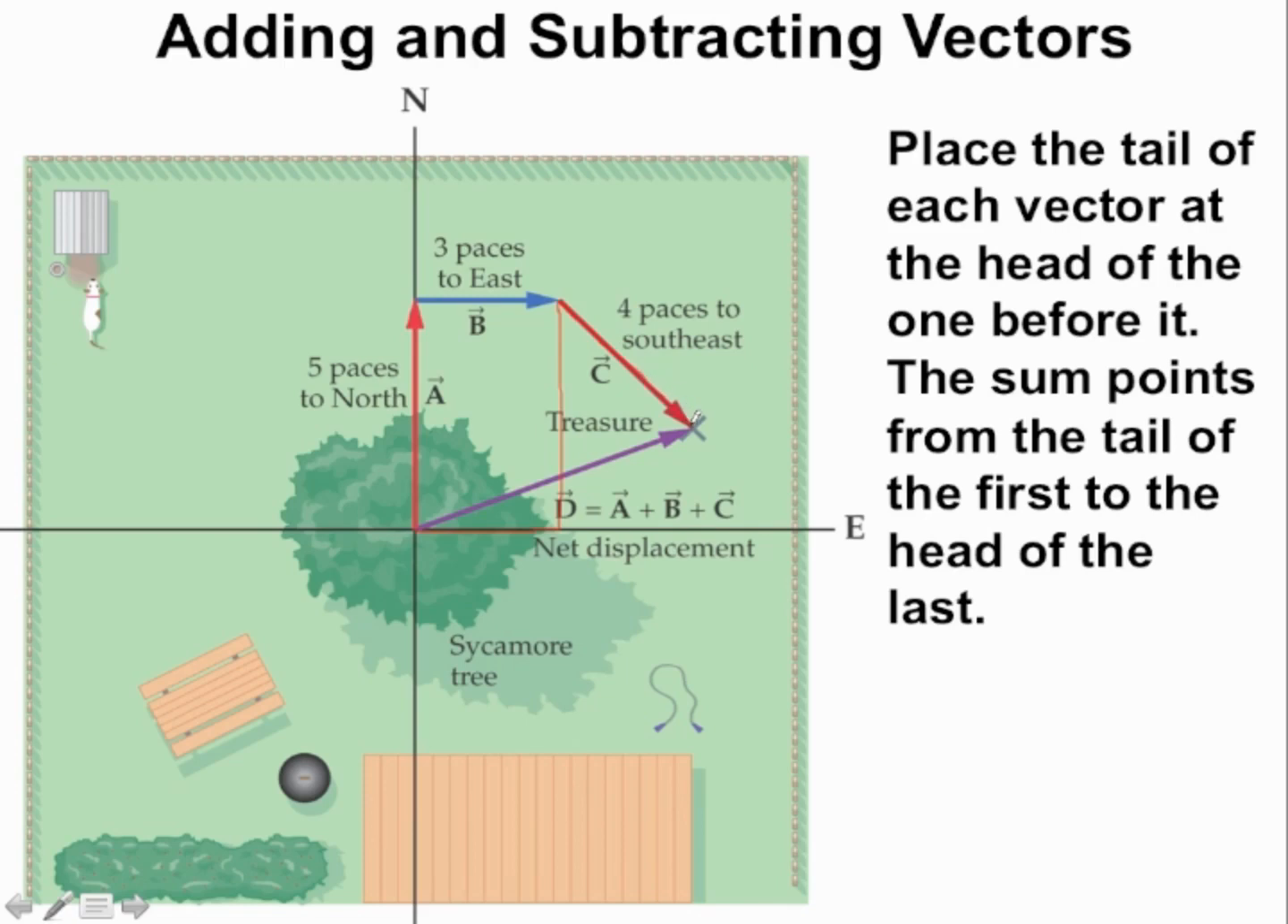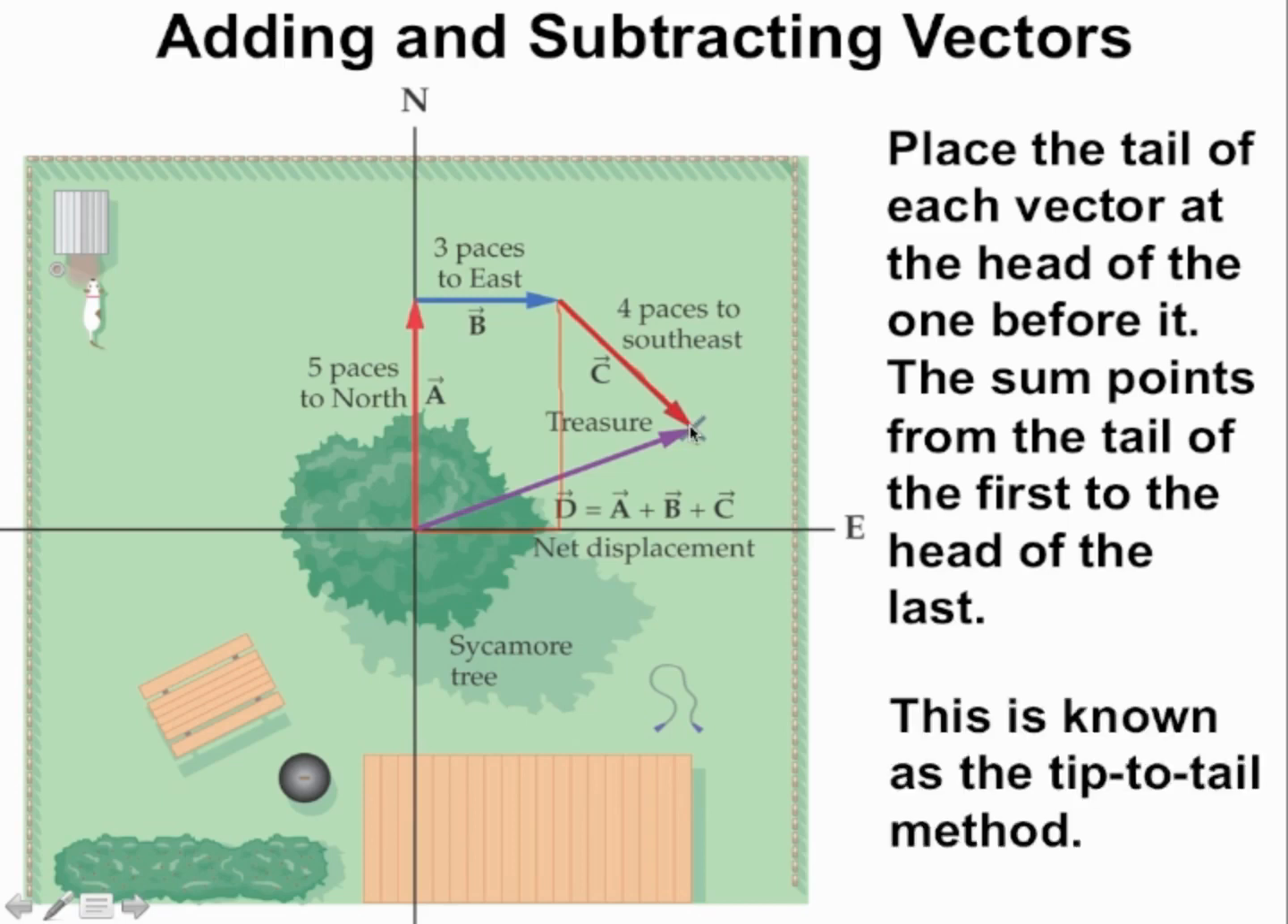So my point is that when you're doing vector sums, the order of the addition doesn't matter. All that matters is that you place the tail of each vector at the head of the one before it. And then the vector sum points from the tail of the first to the head of the last. Okay, so with vector addition, you are taking into account both magnitude and direction. But no matter what order you do it in, you will end up with the same resultant or net vector.